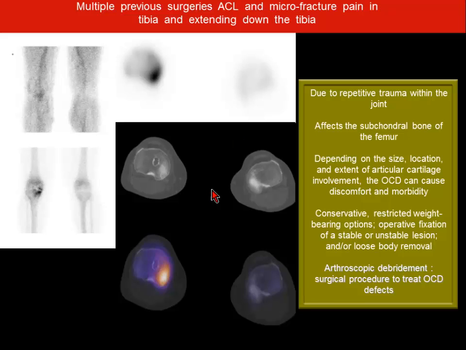It's very common. If there's a small focal uptake, even in a normal knee joint, the clinical suspicion should be whether the patient has got an osteochondral defect. If it's very focal, very small in a knee joint, you have to suspect an osteochondral defect.